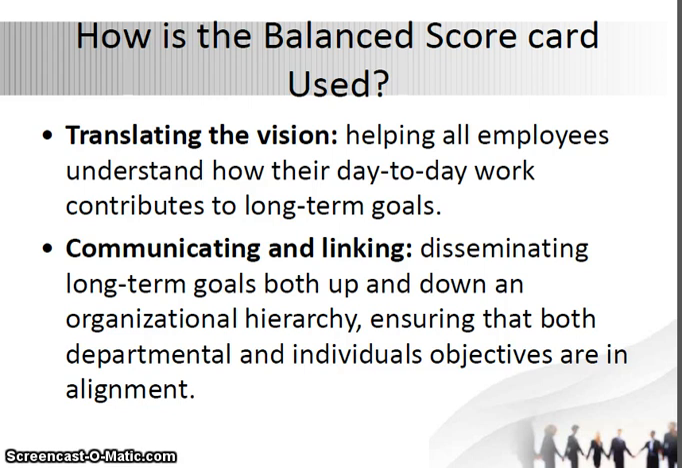Then communicating and linking, dissemination, that means sharing the long-term goals at all levels of the organization, from top level management to the lower level in the organizational hierarchy, ensuring that both departmental and individual objectives are in alignment. Once the goal is known, their individual objectives and department goals should be aligned with the long term goals of the organization. So this communication is very important.